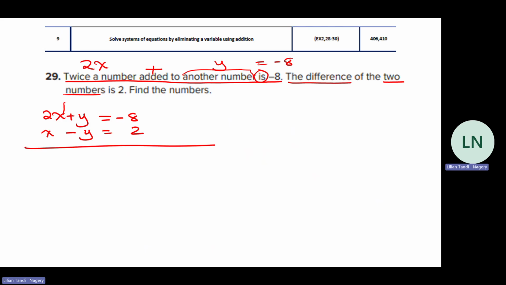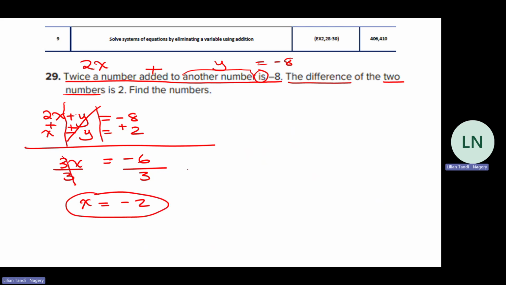So then you solve. Why am I drawing my houses? Because I have same number, same letter. What am I going to do? They are opposites. I will add. 2x plus x, 3x. Positive y plus negative y, 0. -8 plus 2, -6. Divide by 3, divide by 3. x should be -2.